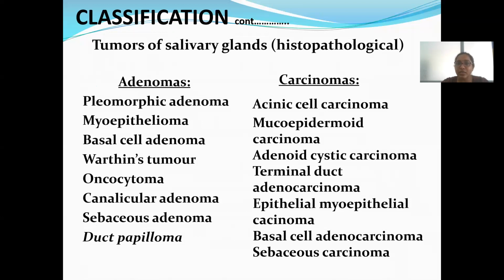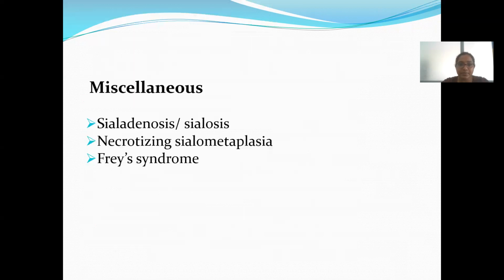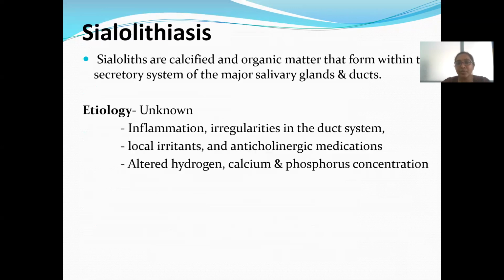I am very well aware that these topics would have been covered in your third year oral pathology, and you would have studied about it in detail. Then you have a miscellaneous classification: sialadenosis or sialosis, necrotizing sialometaplasia and Frey syndrome. Coming to the first disease, I'll be covering in detail about sialolithiasis today.